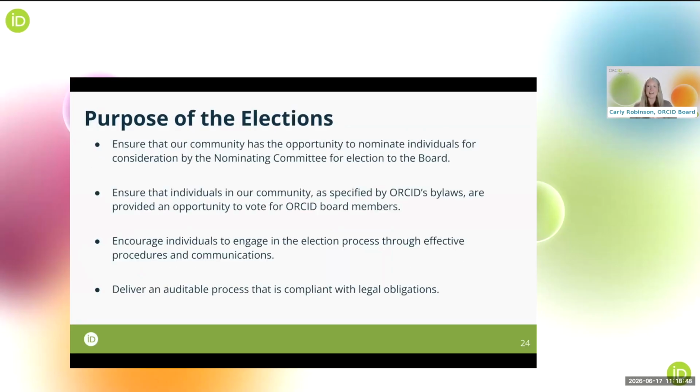So, with ORCID being a community-driven organization governed by our board, we hold elections to ensure that the community participates in nominating individuals to the board that will then be considered by the nominating committee for elections. We also want to ensure that individuals in the community are provided an opportunity to vote for those board members. We work hard to ensure that we have fair election processes and that we run those with an auditable process. So, community member participation is really the key part of our elections.